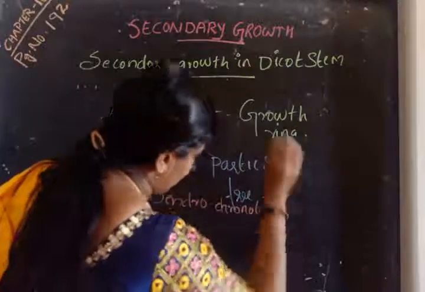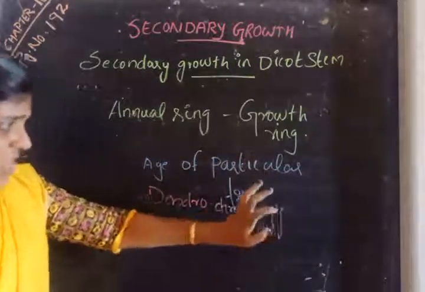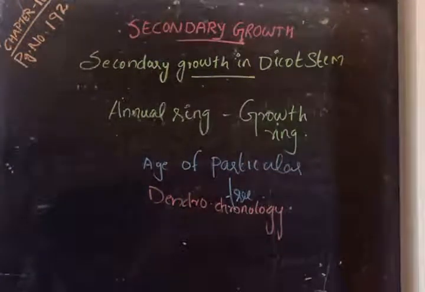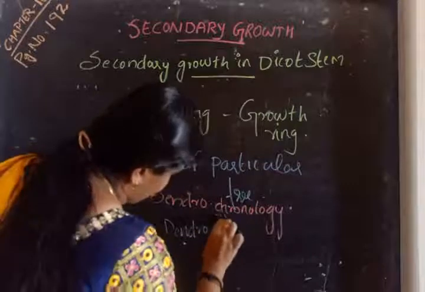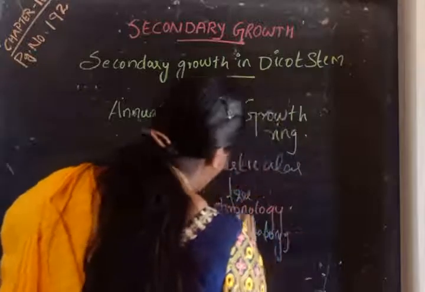So, what is dendrochronology? Finding out the age of trees by counting the annual rings of the tree is called dendrochronology. The branch of dendrochronology concerned with constructing a record of past climate and climatic events by analysis of tree growth characters, especially using growth rings, is called dendroclimatology.